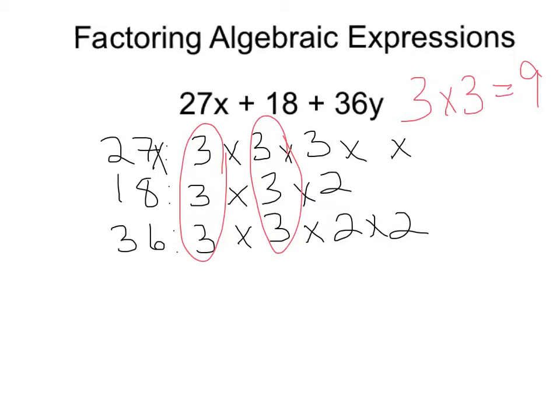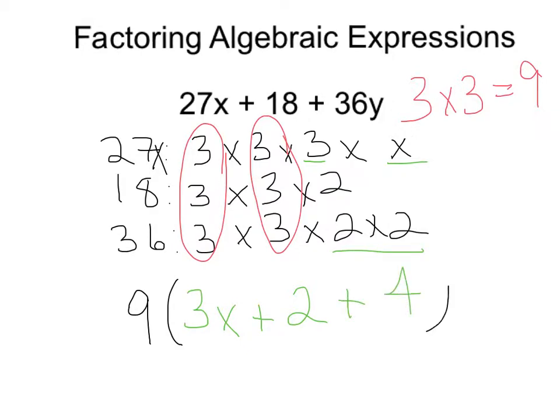So when we rewrite our equivalent expression, after we've done our factoring, done our reverse distributive property, 9 will be on the outside. Then everything that's left for each of the numbers we factored is what goes on the inside. So for 27 we have 3 and x, so that 3x is left there. 18 has 2 left, and 36 has 2 times 2 left, which is 4.